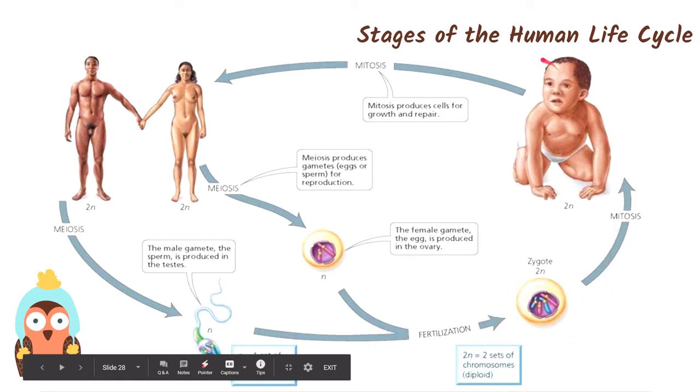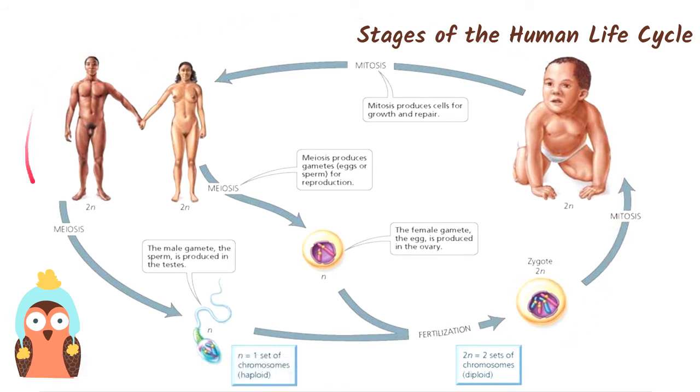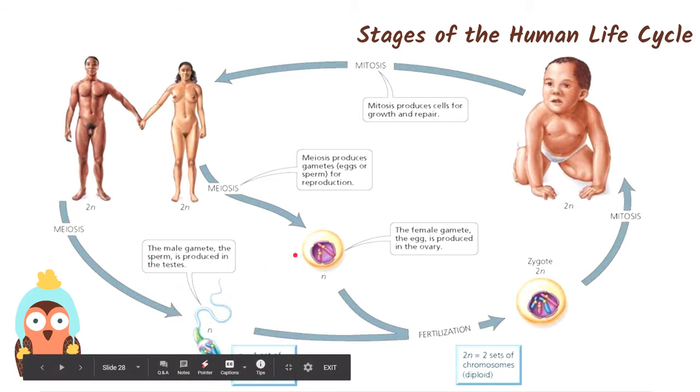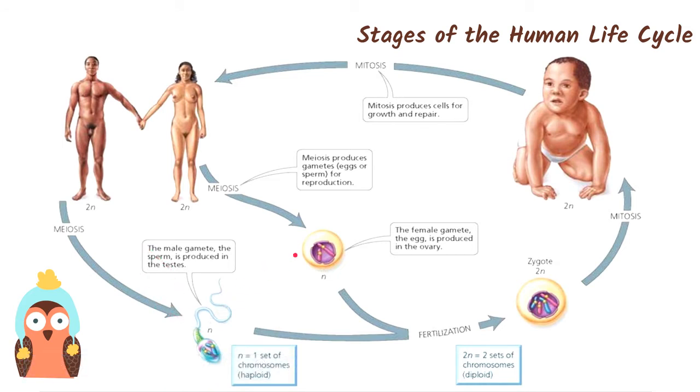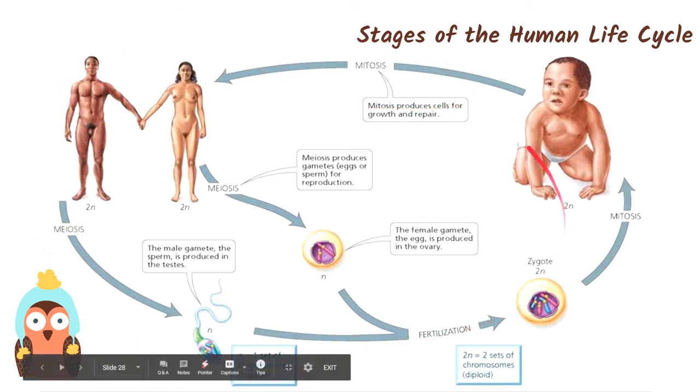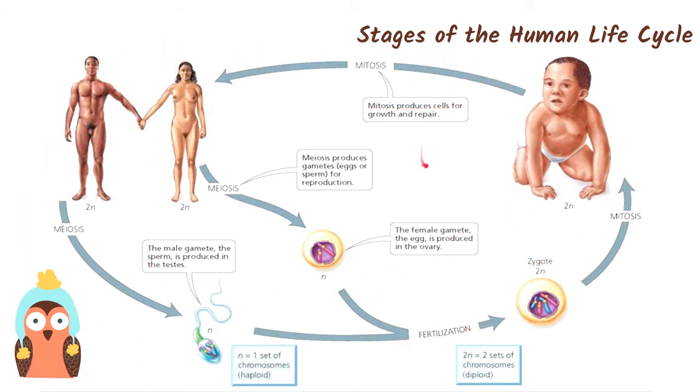So in the future again, when they unite, they form another zygote, which will now undergo mitosis until it grows up, and then during puberty, his testicles or her ovaries will continue undergoing meiosis to produce haploid gametes. Okay, so this is the human life cycle through meiosis and mitosis.